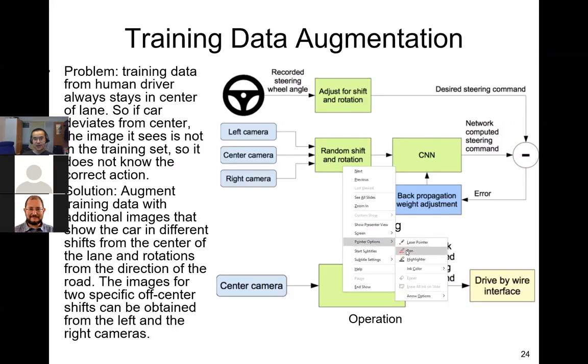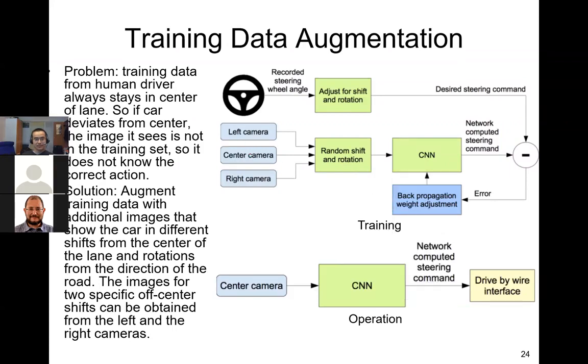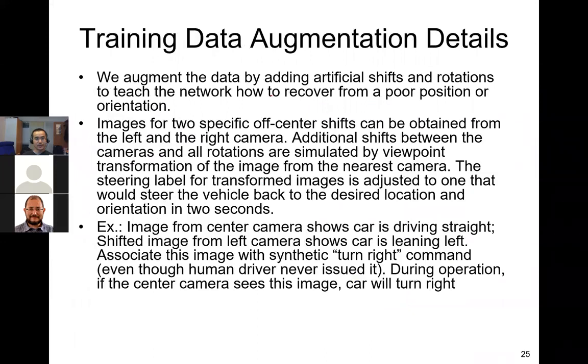So during data collection time, you have 3 cameras, one facing forward, one facing a little bit to the left, one facing a little bit to the right, with an angle. But at operation time, you only keep the center camera. So the left camera and right camera, they capture the images that look like the car is leaning to the left or leaning to the right. And then you can use these images to do data augmentation.